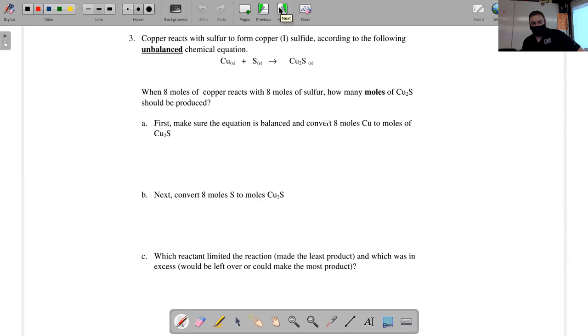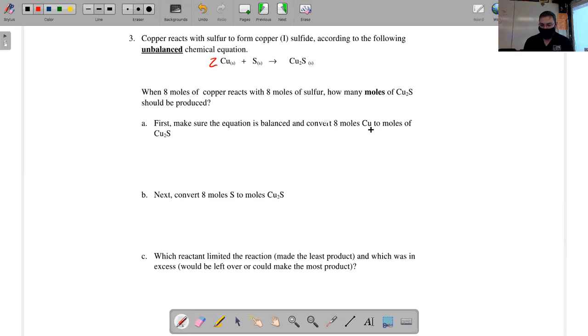Okay, so this reaction: copper and sulfur makes copper sulfide, copper(I) sulfide. It is critical that the equation is balanced. So if you balance the equation, you have to put a 2 in front of the copper. That's all you have to do. So 2 coppers and 1 sulfur get you a copper(I) sulfide, Cu2S. You've got equal quantities, 8 moles of copper and 8 moles of sulfur. How much copper sulfide do you end up with?